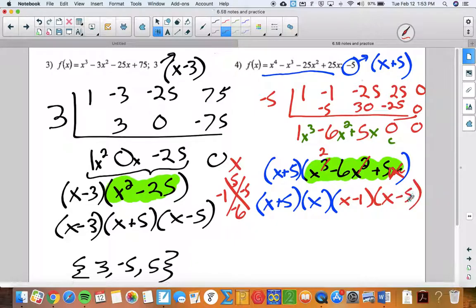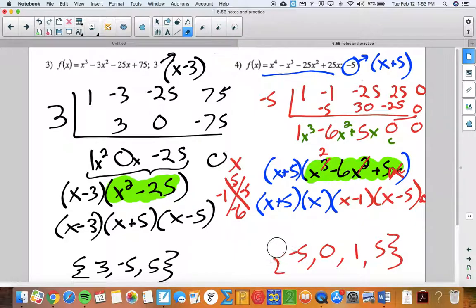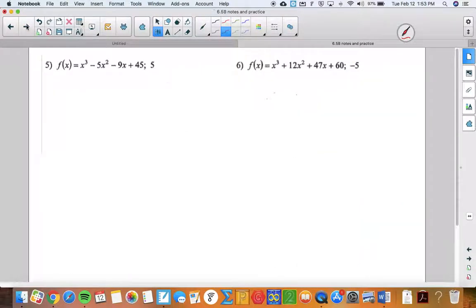Let's find the zeros. What makes this function equal 0? Well, negative 5 makes this factor become 0. 0 makes this factor become 0. 1 makes that become 0. 5 makes that last factor become 0. It's a bad fancy pants bracket. Let me change that. That bothers me. There. Okay, here we go.